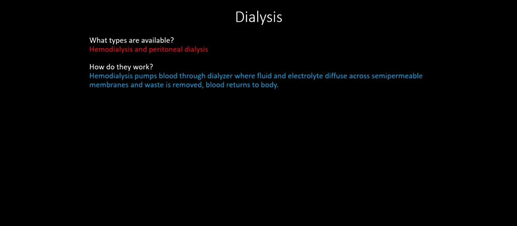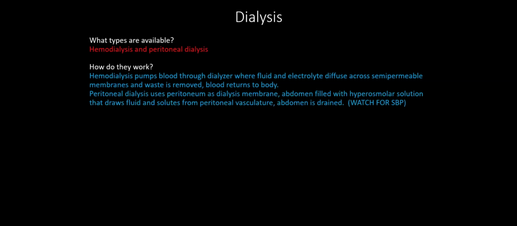So kind of going into that, just in general how they work. Not going to quiz you on the mechanism or the mechanics of it. But just in general, hemodialysis pumps the blood through the dialyzer where you're going to have an artificial membrane. Fluid and electrolytes are going to diffuse across that semi-permeable membrane. You're going to remove the waste products. The blood's going to return, basically filtering the blood as the kidneys would, but artificially, extracorporeally, if you will. And then peritoneal dialysis, you're going to use the peritoneum as a dialysis membrane.